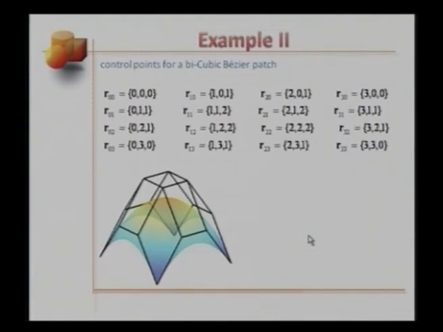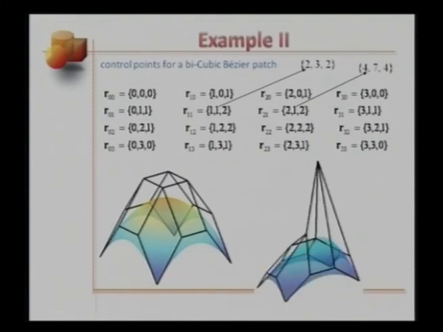the patch looks something like this. The control net is shown using lines in black. If we change R11 to, let's say, 2, 3, 2, and if we also change R21 to, let's say, 4, 7, 4, we will witness a shape change in the patch, and that change, as I mentioned earlier, will be global.